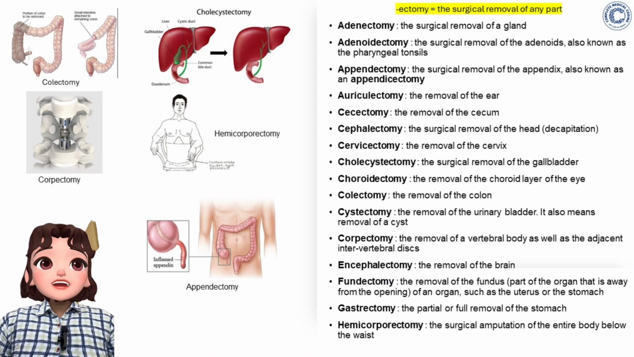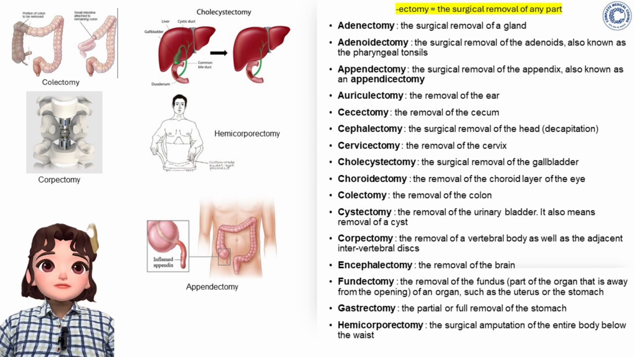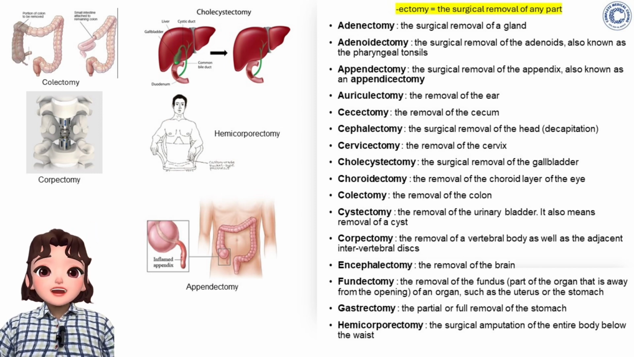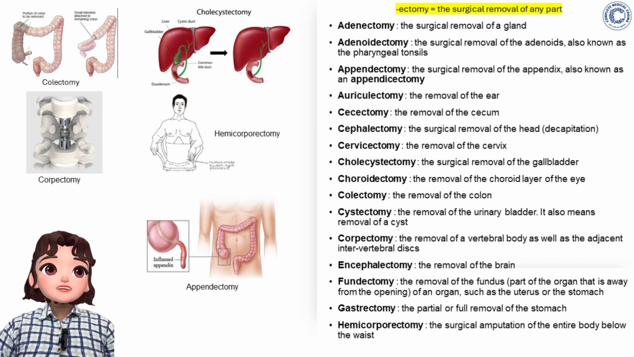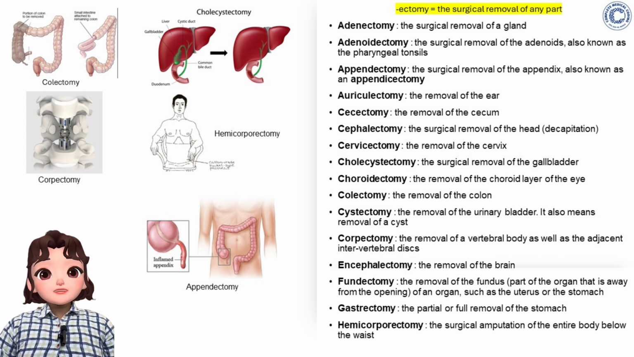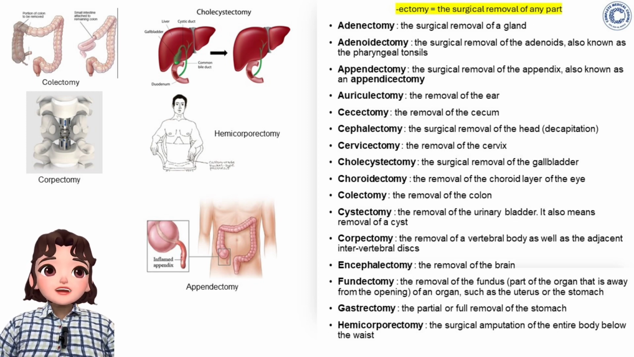So what do you mean by ectomy? Ectomy means the surgical removal of any part. If you come across any question with ectomy, it means the removal of any part. Here I have discussed only a few ectomy procedures. Other terms you can identify easily from the word itself.